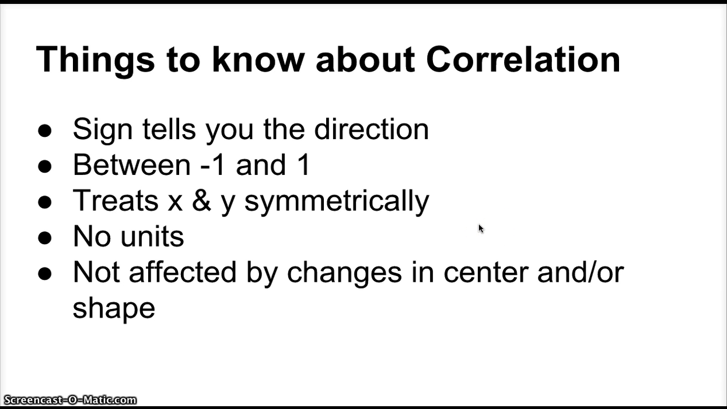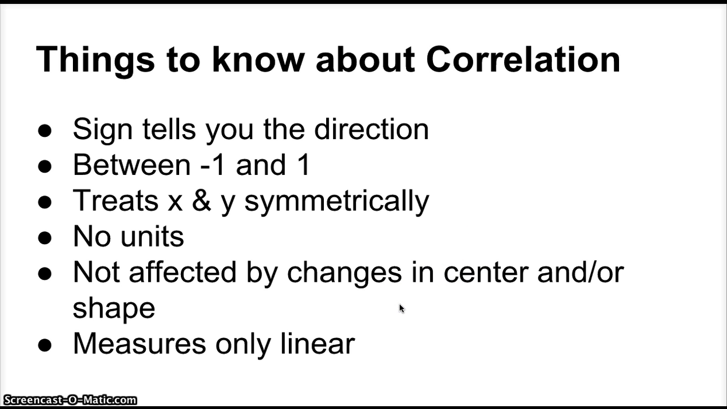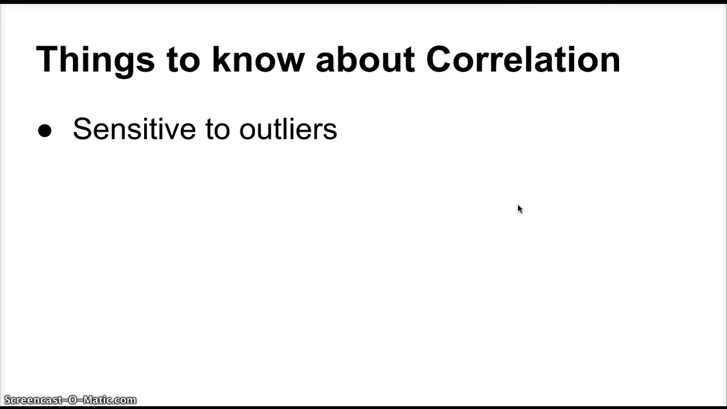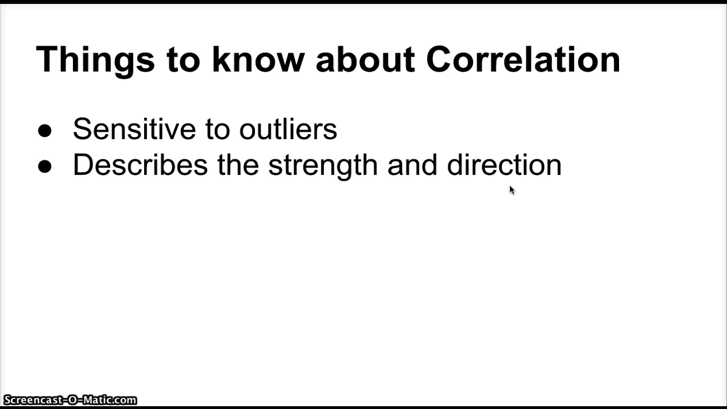Correlation is not affected by change in the center or the shape. So if you're changing numbers or adding constants, it's not going to change it. And remember, correlation only measures for linear. It needs to be straight enough. Correlation is sensitive to outliers. We'll do some activities later so you can see what happens when we add outliers and take them out. And correlation describes the strength and direction of a line. It is not causation. You cannot say that there's a causation between two things. You're just going to say that there's a positive, strong correlation.